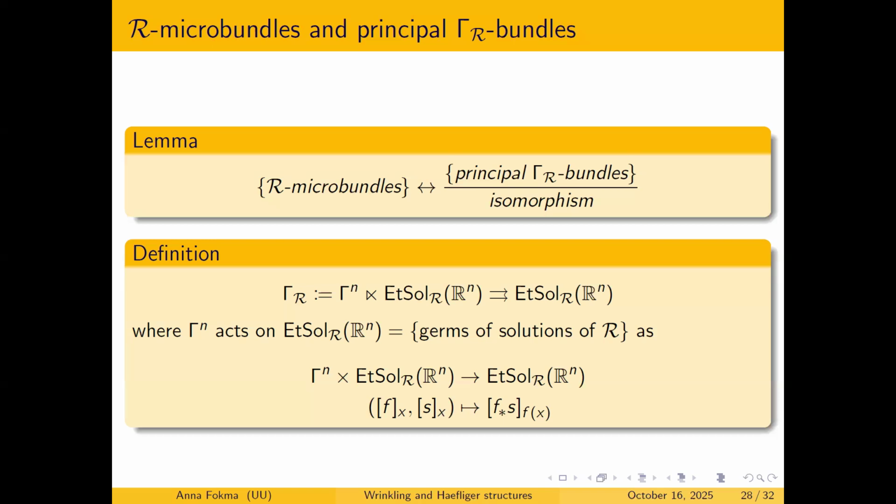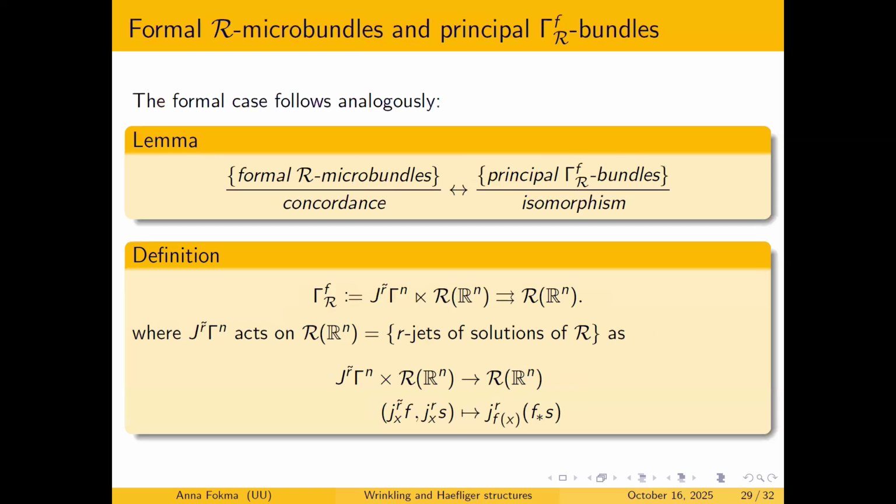So morally, you could think of gamma R as all solutions of the relation and their symmetries. And these symmetries are encoded by gamma itself. And then we get this lemma. Hopefully to no surprise, there also exists a formal analog. There's just this technical detail that we get a concordance on the left-hand side.